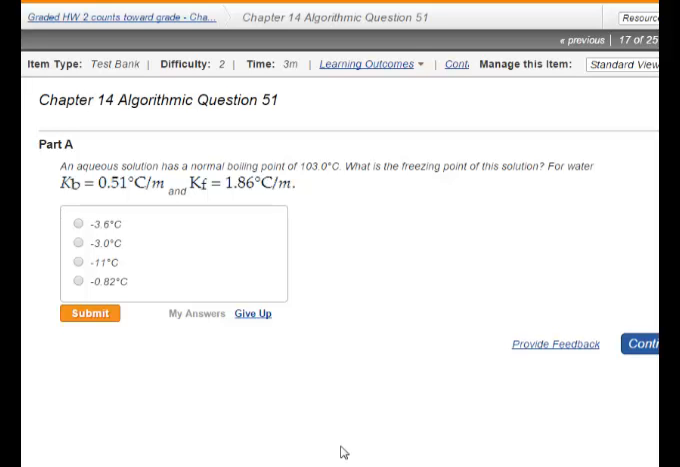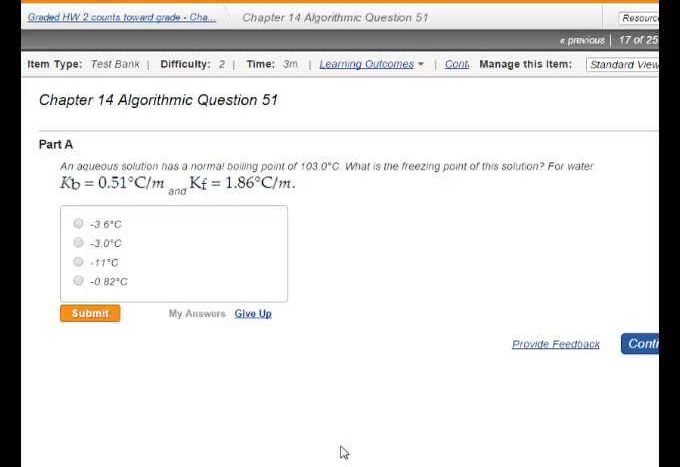So here is problem 17 of the second graded homework. You're given that we have an aqueous solution. That means that's water where we dissolve something into that water. Normally water boils at 100 degrees. Now that we dissolve something into this, it's boiling at 103 degrees.